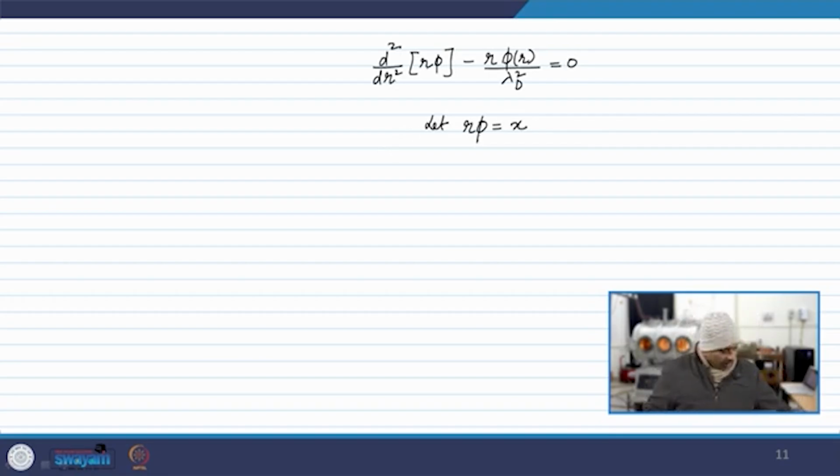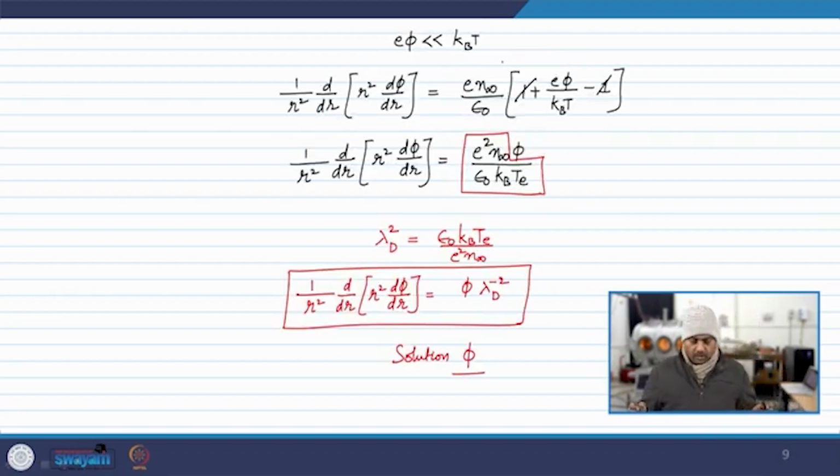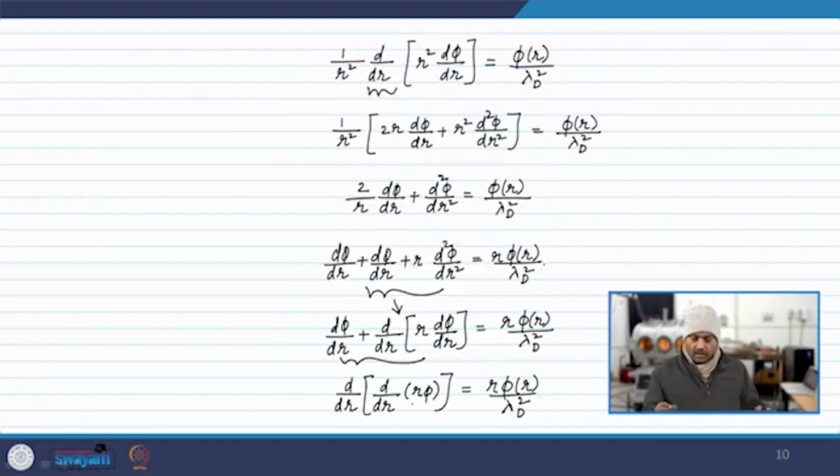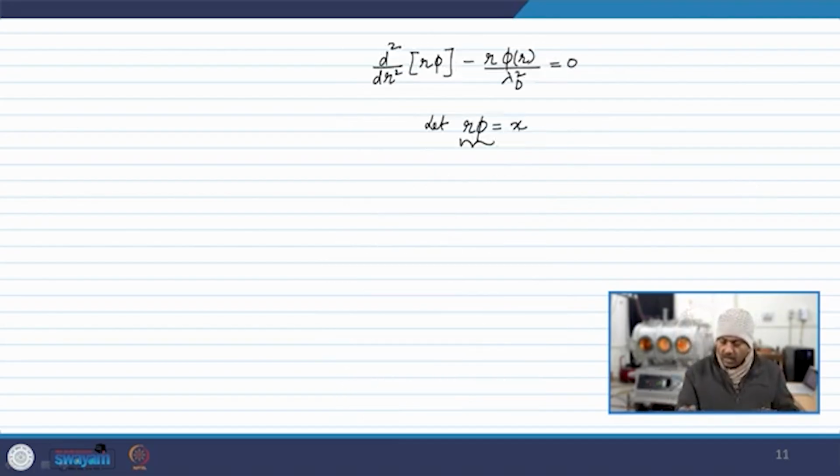Now, we can write our equation as, because we have r phi. If you see what I have done actually, I have just started from this equation, which is 1 by r square d by dr of r square d phi by dr is equal to phi times lambda d raised to the power of minus 2. So, instead of all this, I rearranged the terms so that this factor r times phi appears on both sides of the equation. That is what I have right now. And then I am going to call r phi as x. In that case, I will write that equation as d square x by dr square.